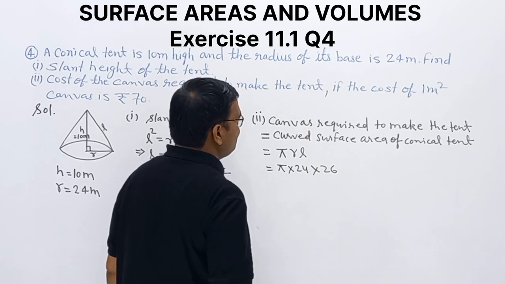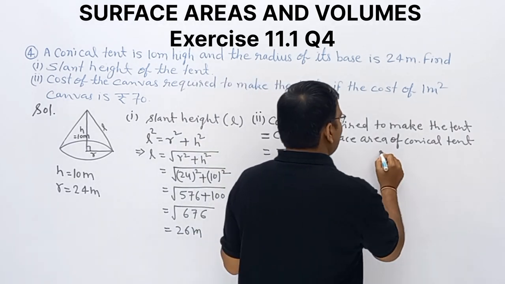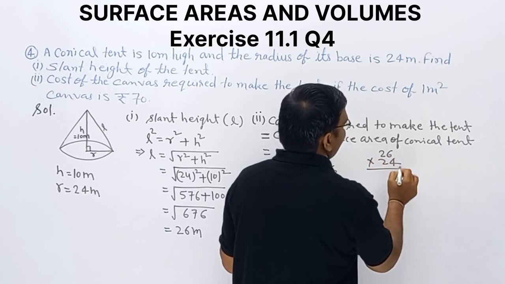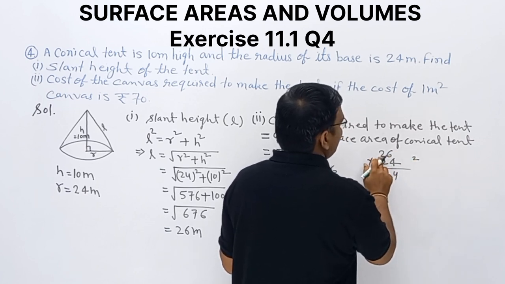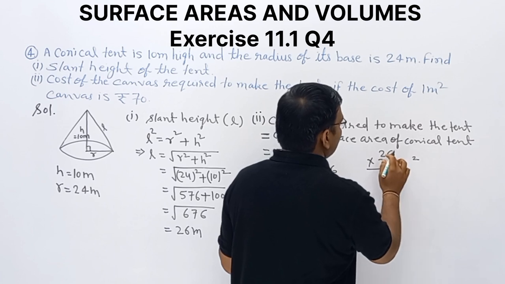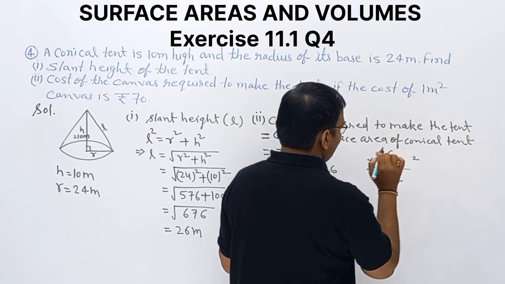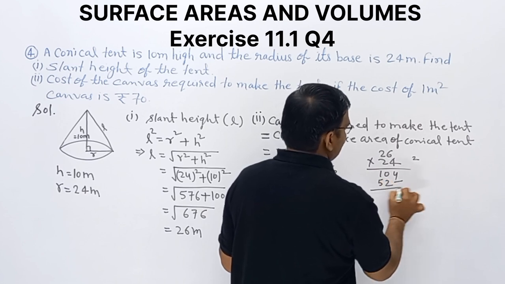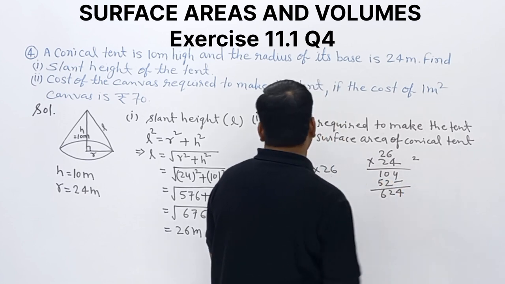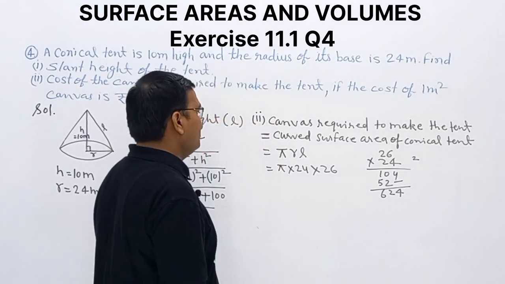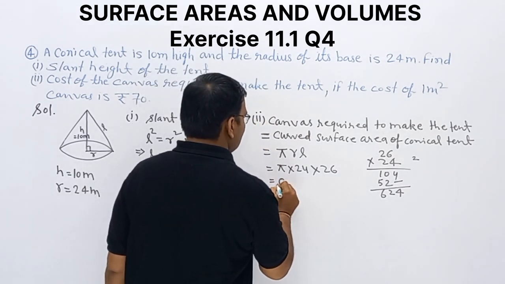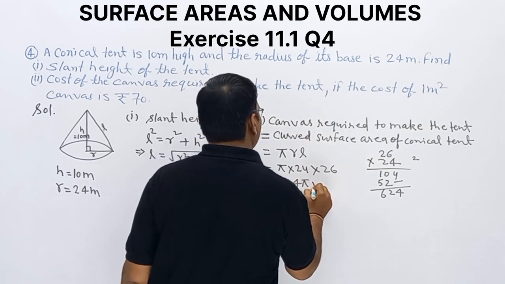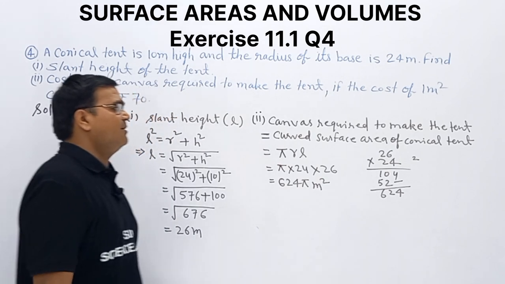Once we multiply 26 by 24, what are we getting? 6 times 4 is 24, 2 is remaining. 4 times 2 is 8, plus 2 is 10. 6 times 2 is 12, 1 is remaining. 2 times 2 is 4, plus 1 is 5. So we get 624 pi meter square. This is the curved surface area.